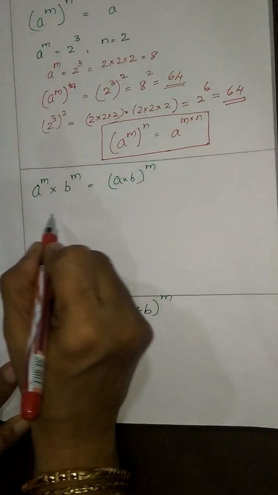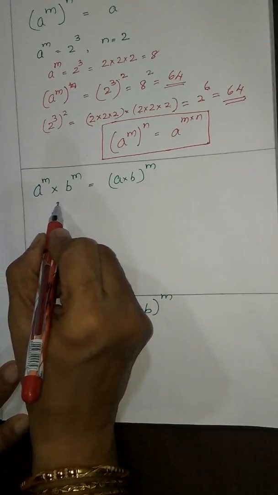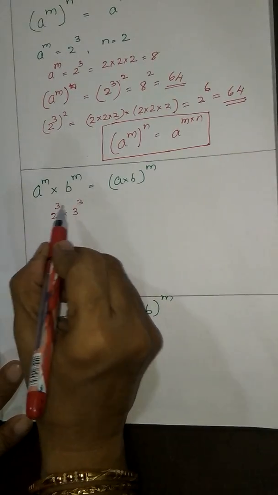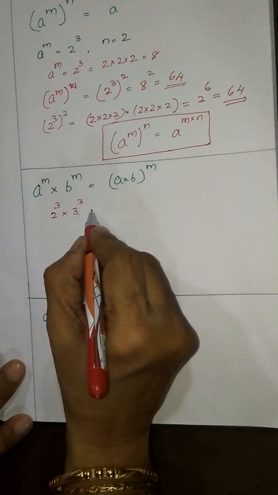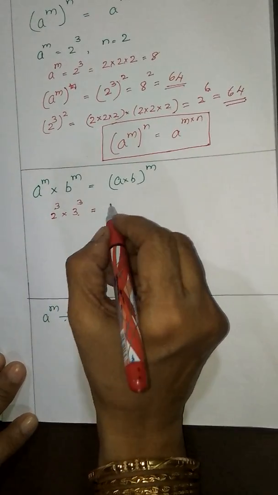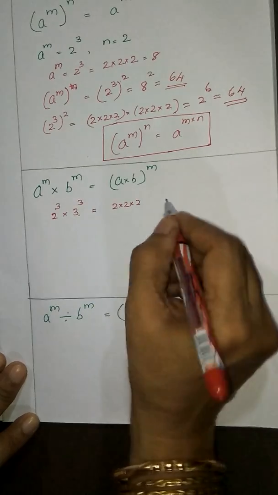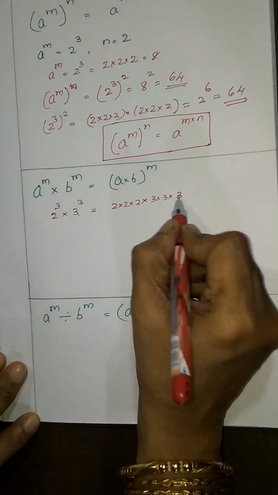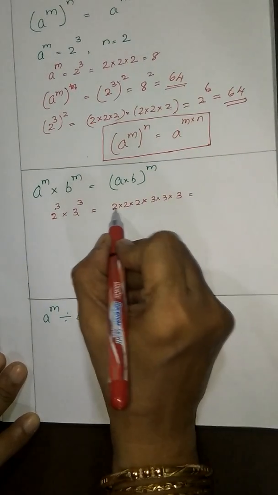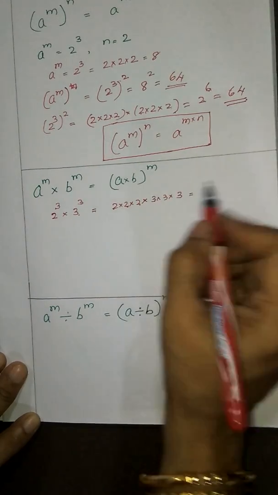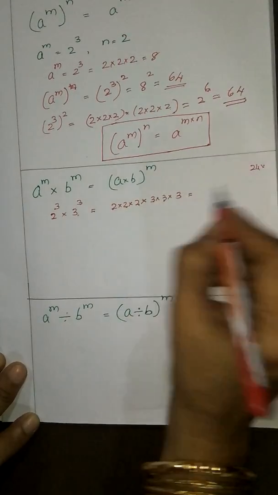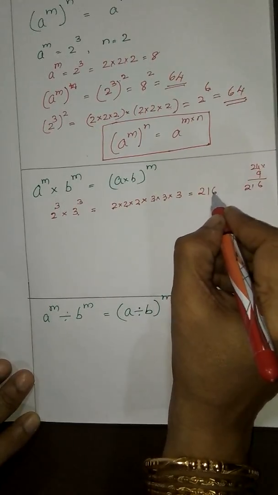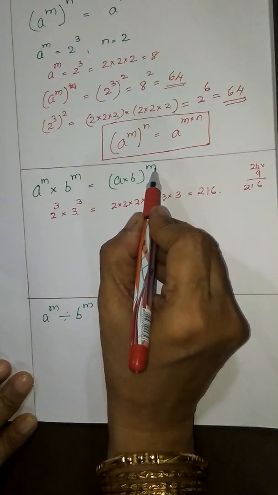Now here we will take an example. 2 to the power of 3 into 3 to the power of 3. Now the powers are same, the bases are different. So I will write this as 2 into 2 into 2 into 3 into 3 into 3. So I will get this as 2 into 2 is 4, 4 into 2 is 8, 8 into 3 is 24, into 3 is 72, into 3 is 216.